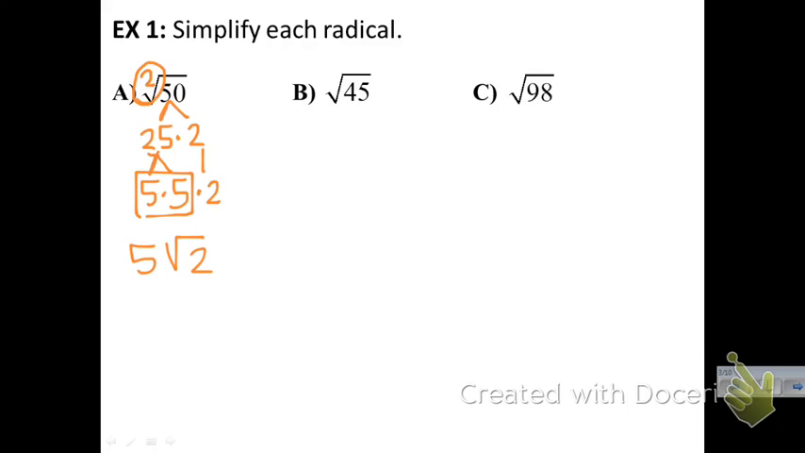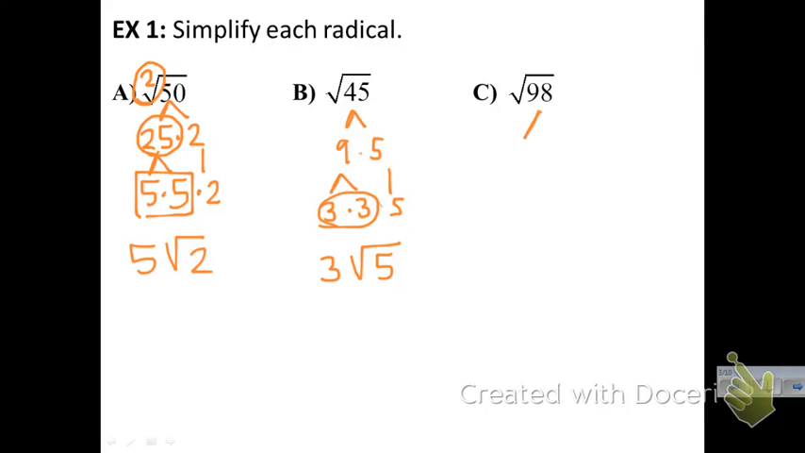Now, you could have gotten that answer by saying, oh, 25 is a perfect square. The square root of 25 is 5, and that 2 right here stays inside the radical. Either way you get to it, I don't care. So for the next one, 45 breaks down to 9 and 5. Right here you can say 9 is a perfect square, or you can break 9 down to 3 and 3. And we're looking for 2 of the same number to bring one out. And that 5 stays because there's only one of them.